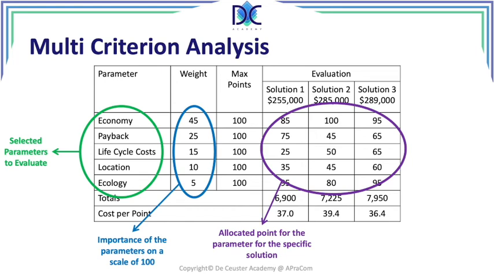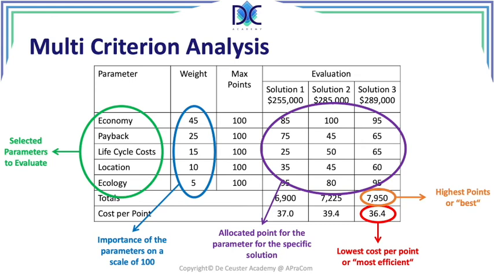Now, when we look at these elements, we have that allocation of the points for the specific solution, and then we have two possibilities. We can select the solution with the highest number of points, which would be solution 3 with 7,950. This is basically the best solution. And then we look at the lowest cost per point. This means the most efficient solution, which is also solution 3.